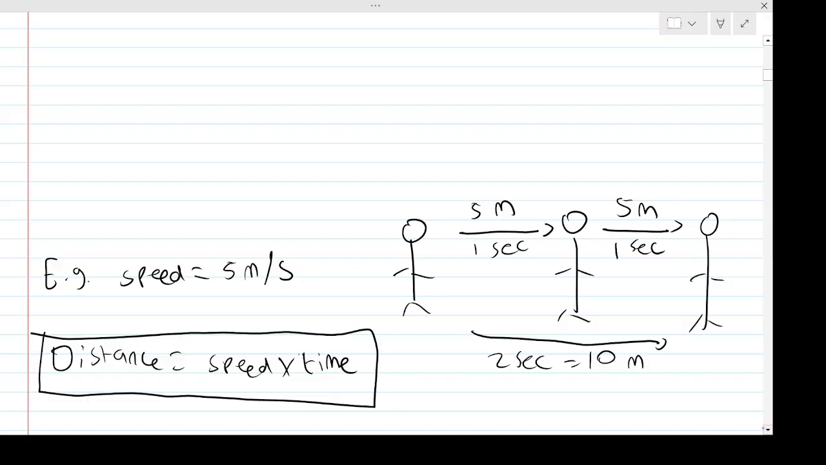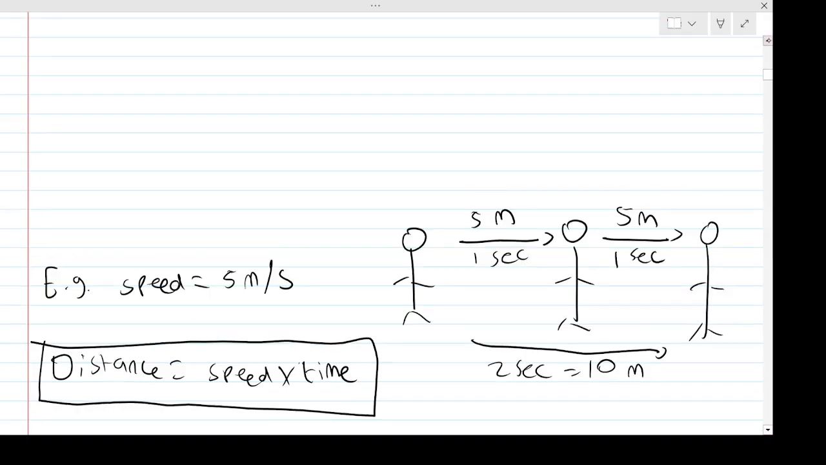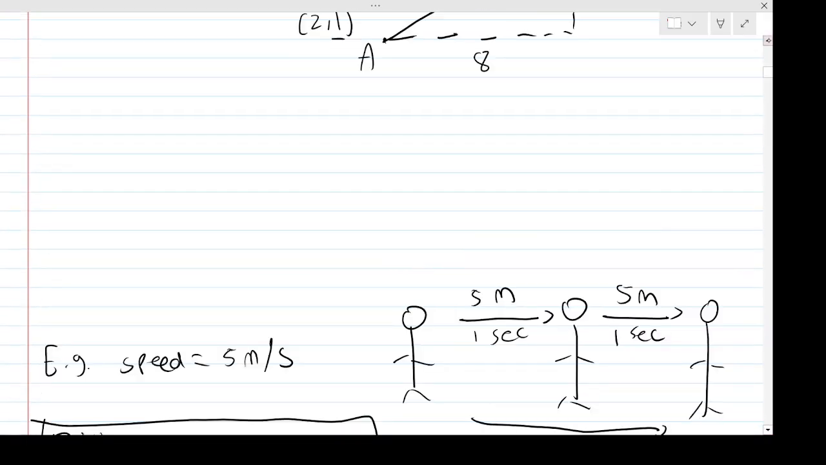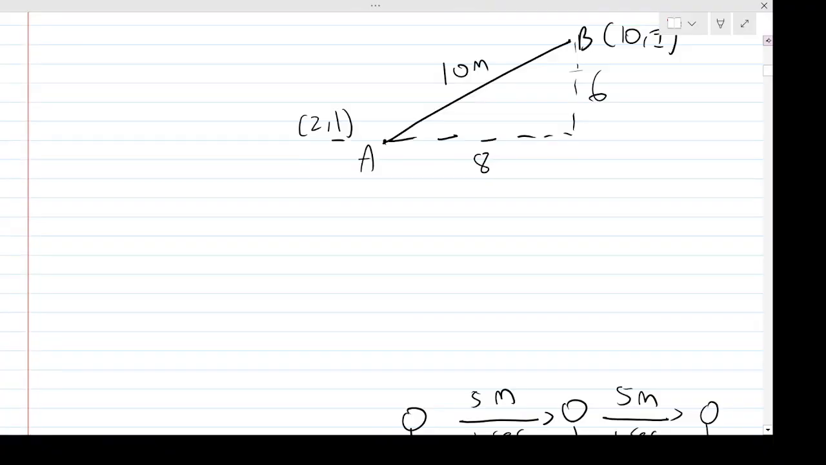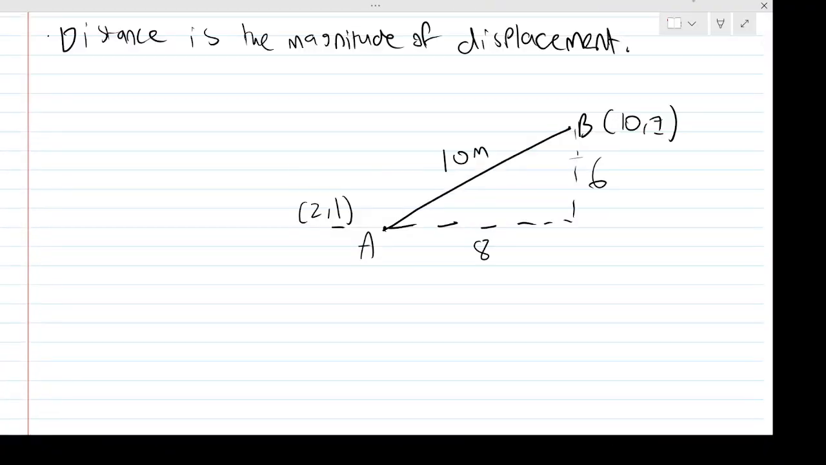Right. So hopefully you get the idea of what speed is, right? The speed tells me how much I'm moving every second or every unit time, okay? Right. Velocity is basically the same, but it's in vector form instead. So let's revisit this example here, where we're moving from point A to point B.